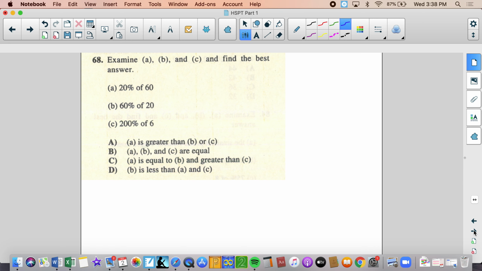Examine A, B, and C. Find the best answer. 20% of 60. There are two ways of going about doing this. 20% we're going to have to convert. You can either convert it to a decimal, or you can convert it to a fraction. In this case, converting it to a fraction is probably best. We know that we can reduce that to 2/10 times 60. I like this. I can cancel the zeros, and I end up with 12.